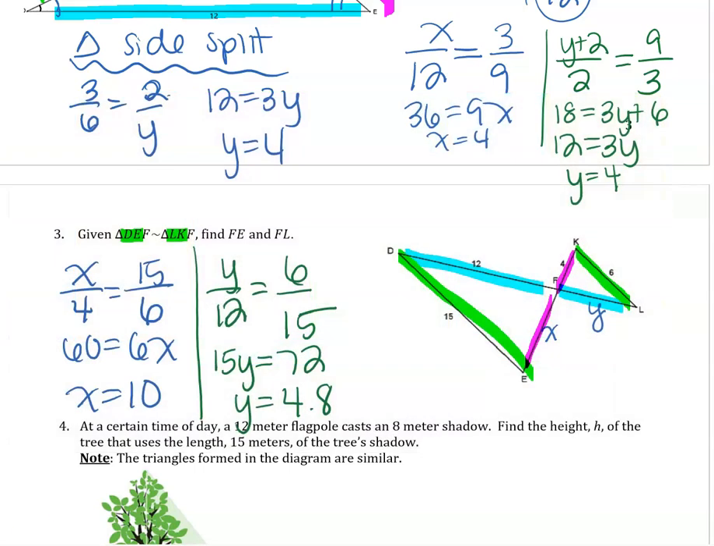All right, so you guys should have gotten x equals 10 and y equals 4.8. So I colored my picture to help me see the correspondence. So I could see x corresponded to 4. I saw then that 15 corresponded to 6 and set up a proportion that way. For y, I did y is to 12 as 6 is to 15, and again, use that cross product to solve.